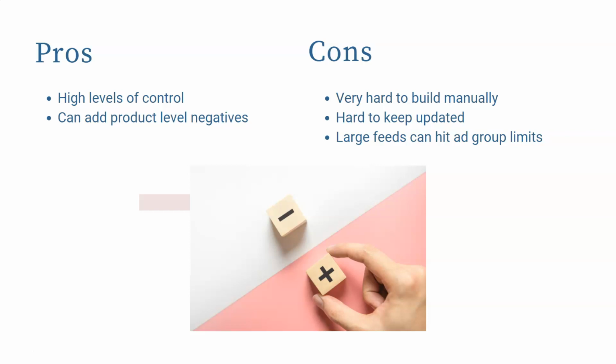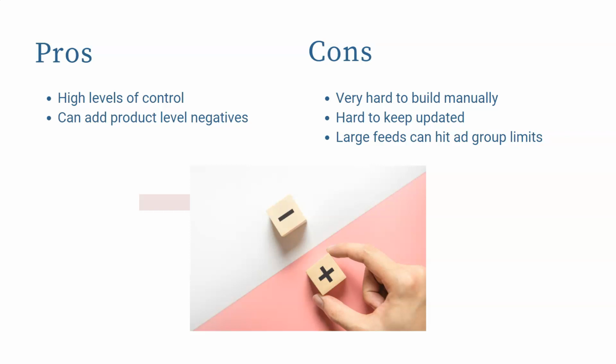Another downside of this one is that if you have a very large feed, then you can actually hit ad group limits. You have a limit of 20,000 ad groups in a campaign. So if you've got a feed with 25,000 products in it, then obviously you're not going to have enough ad groups to be able to have all those products in a single ad group. Ideally, in an ideal world, obviously, with a feed that size, you would probably be segmenting them into different areas of the feed, into different campaigns anyway. But obviously, that is an issue that you can come across if you use this type of campaign structure.